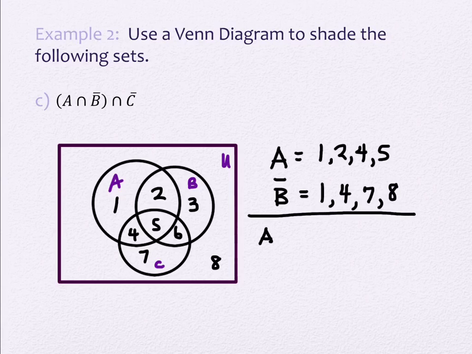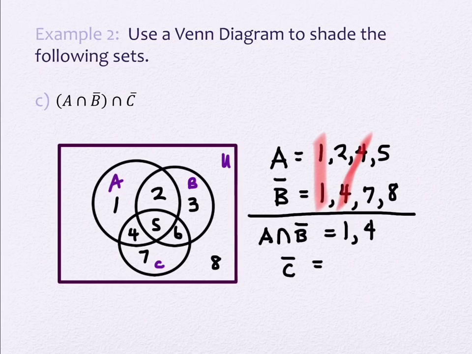What am I supposed to join these together with? Intersection. What does intersection mean? Where they overlap. The things they have in common. That looks like 1 and 4, right? Right, so now I've done everything inside the parentheses.